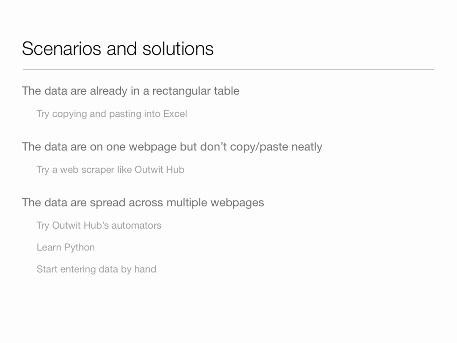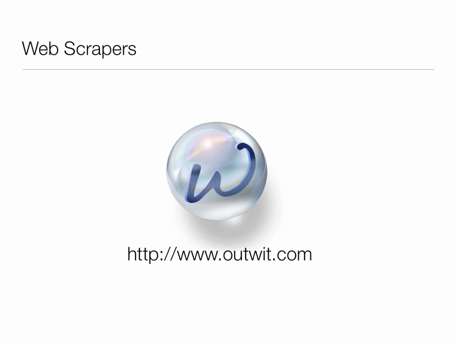More typically, though, what you find is either that the data are on a page in a way that doesn't really work when you try to copy and paste it, or that the data are spread across multiple web pages. And there your options are a little bit more complicated. And today I want to talk about one of those options in particular, a web scraper called Outwit Hub.